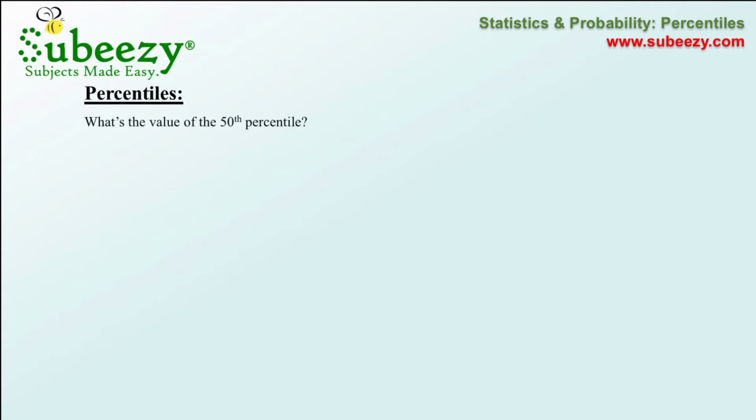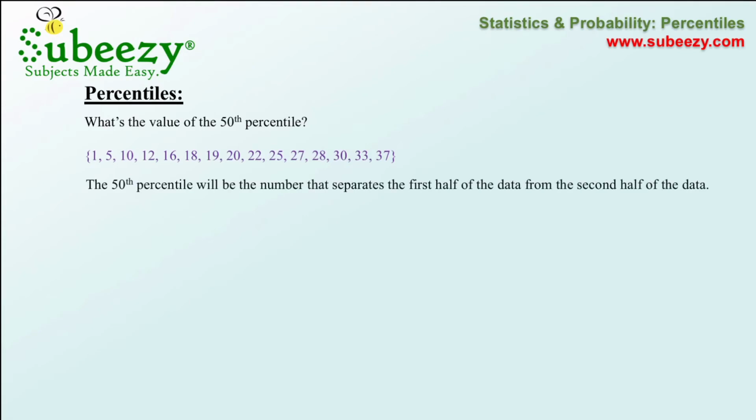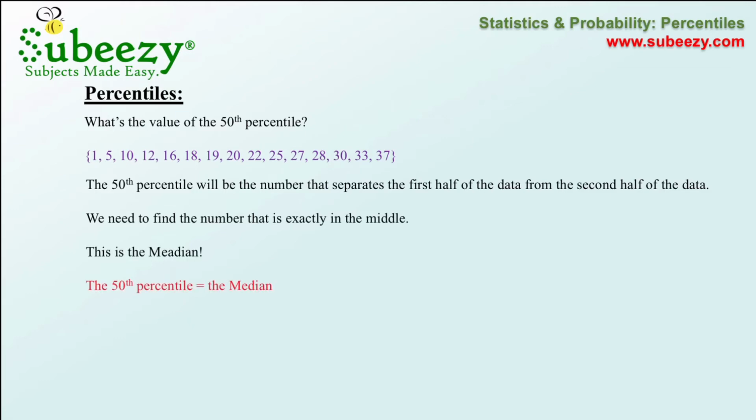For the data set below, what is the value of the 50th percentile? The 50th percentile will be the number that separates the first half of the data from the second half of the data. We need to find the number that is exactly in the middle. This is the median. The 50th percentile of any data set will always be equal to the median.